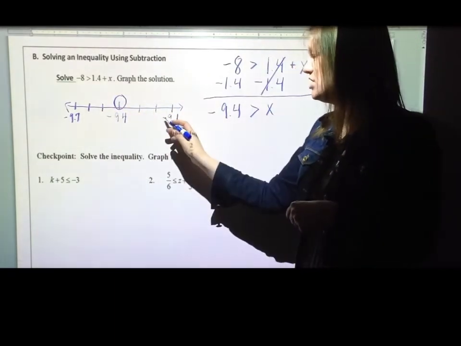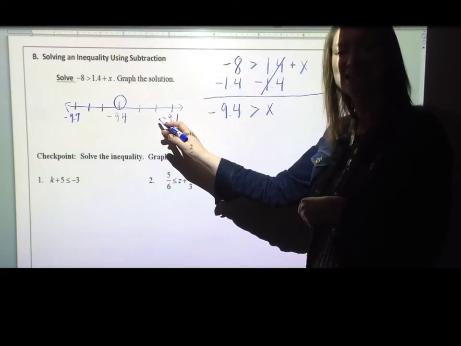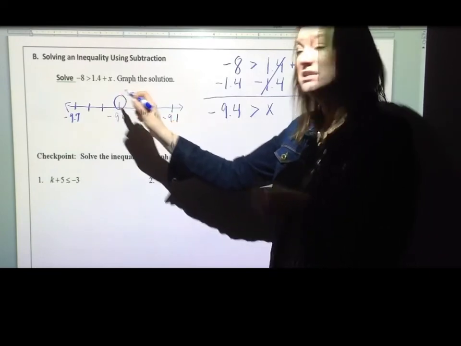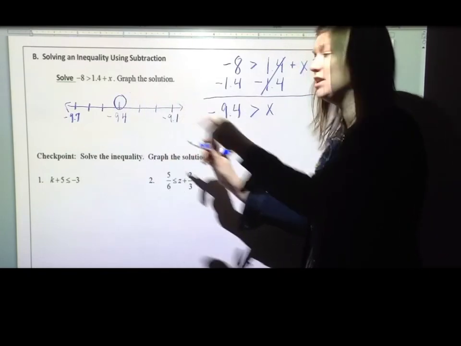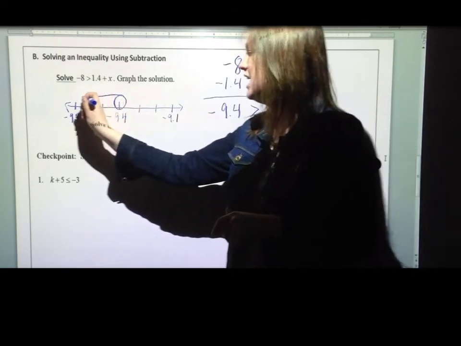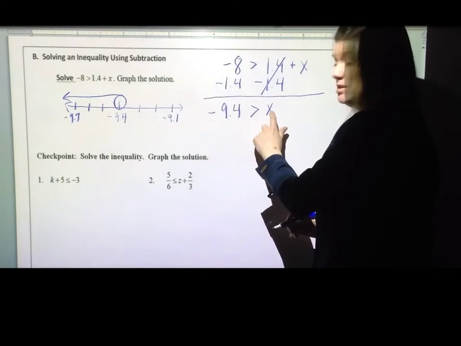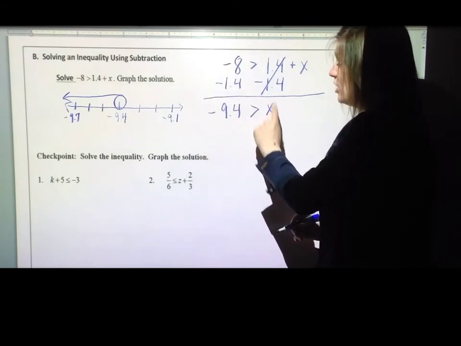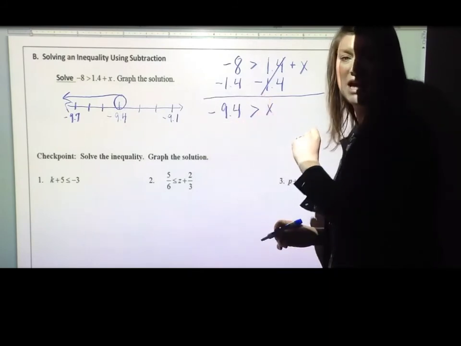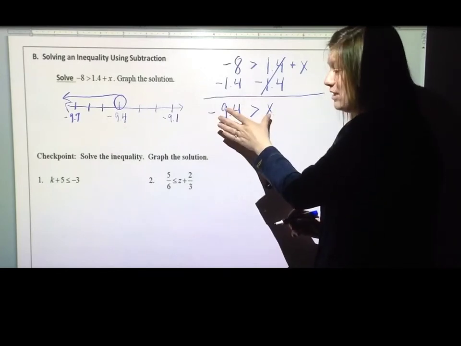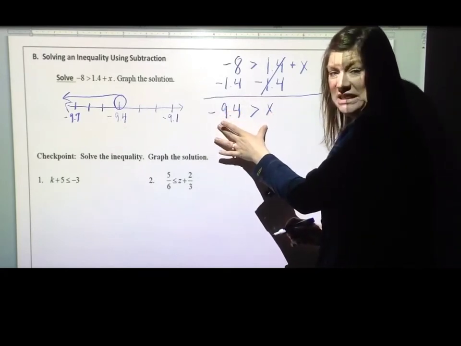So which side are the numbers less than negative 9.4? That means that they're further away from 0 if they're less. So I am going to shade by arrow to the left, because those are the solutions that are less than negative 9 4/10. Really, really important to be able to read this correctly.